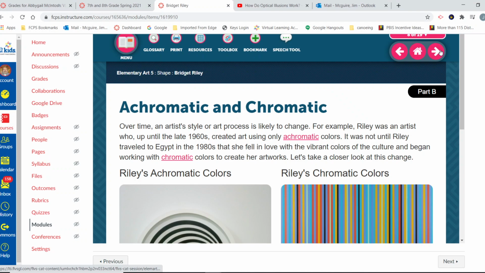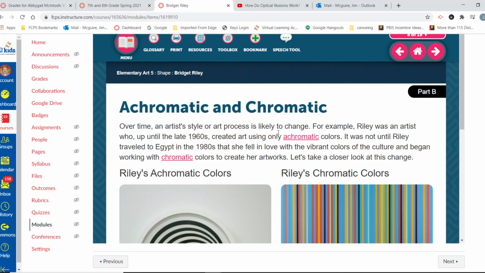All right, achromatic and chromatic. And so this is where your second attendance answer of the day is coming in. And you will need to know that chromatic means colors that have hue. And so over time, artist style and process is likely to change.